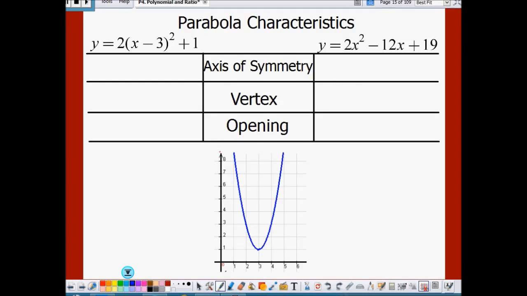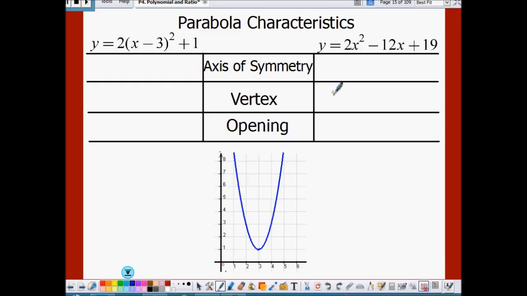Hey, here we go, guys. Back to it. Parabola characteristics. Here you see 2 different parabolas written in 2 different forms. You see transformation form on the left. You see standard form on the right.